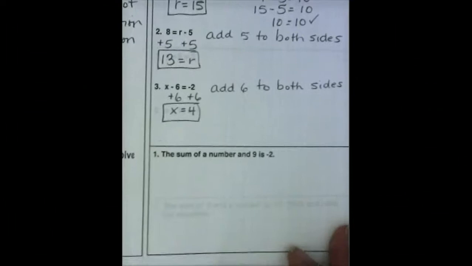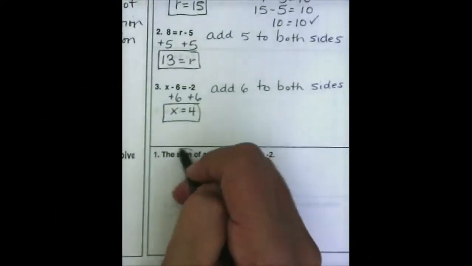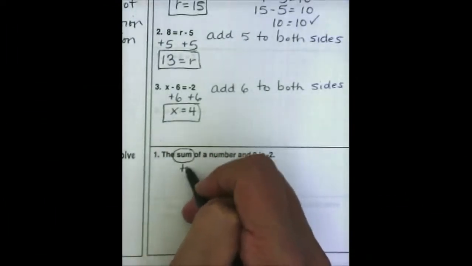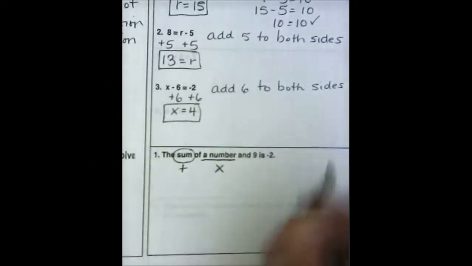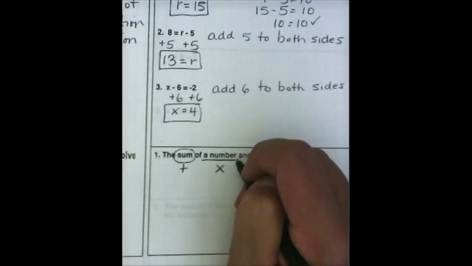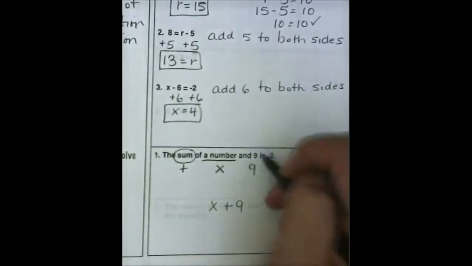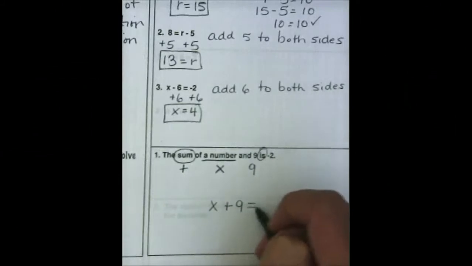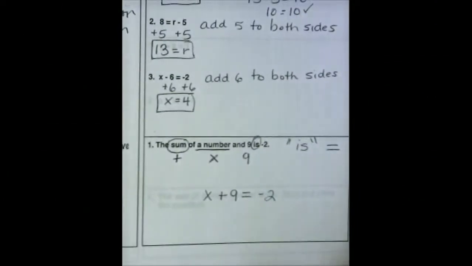Down at the bottom, we're going to use equations to solve problems. So we know the word sum means plus. We know when it says a number, we're going to use a variable. I'm going to use x. You can use whichever variable you want. So the sum of a number and 9, we know we're going to add x plus 9. The word is means equals, and then equals negative 2.